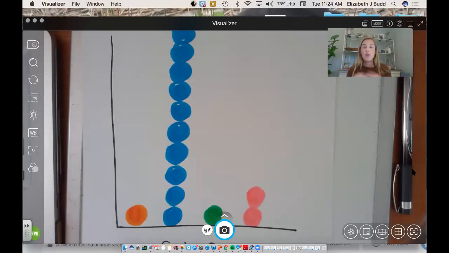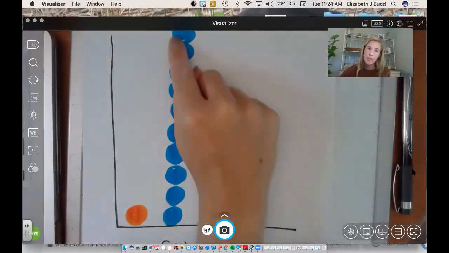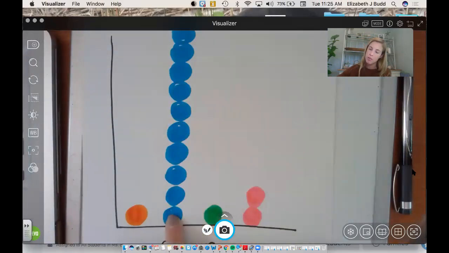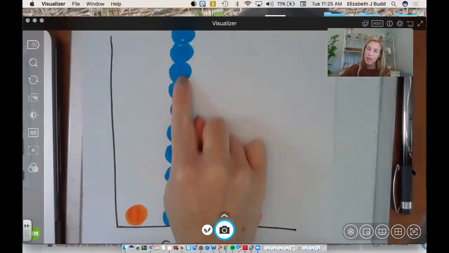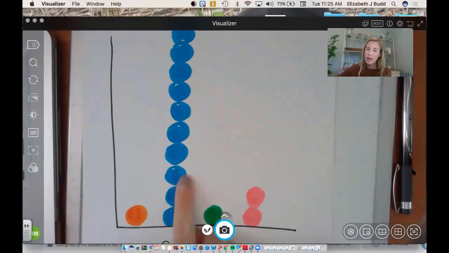Now that I have shown all of this data on my graph, we can start analyzing the data, which means we're starting to look closer at the data and to understand it better. I want you to think to yourself, what is the most popular color in our class? How did you know that that was the answer? Our most popular color is blue, because if you look at the blue column, it has the most data points in it, or the most pictures in it. This blue column has 10 of these circles, and that is the most out of any of the colored columns here.